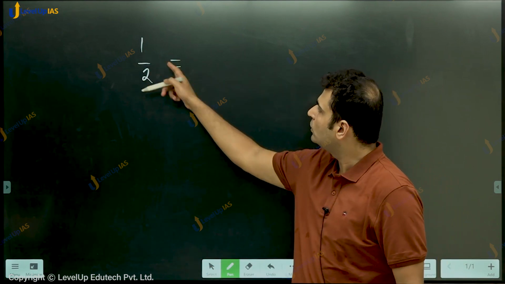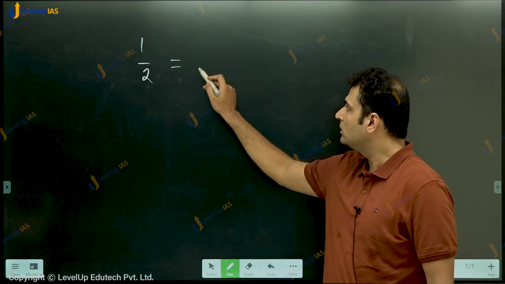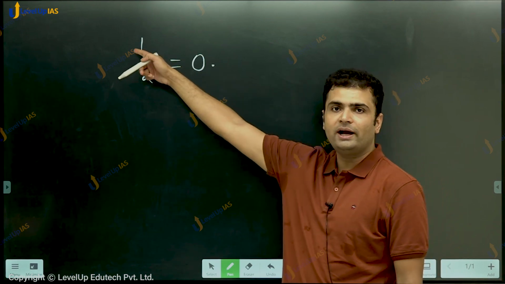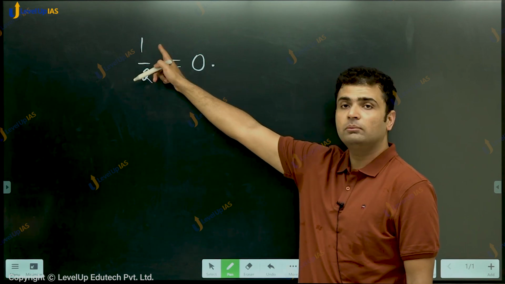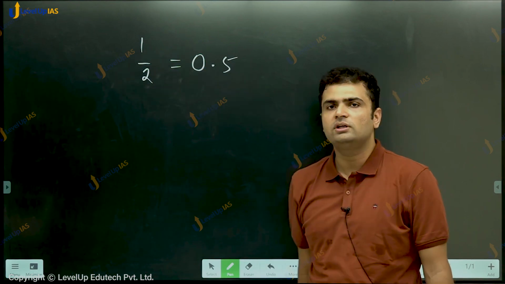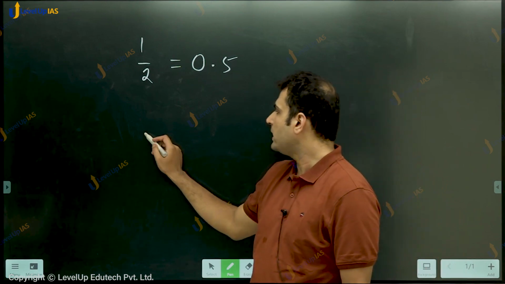How do I divide? You know that 1 is smaller than 2. So the integral part is going to be 0, and then you put a point and you get an additional 0 in the numerator. So it becomes 10, and 10 divided by 2 is 5. It is 0.5. Let us try something else.